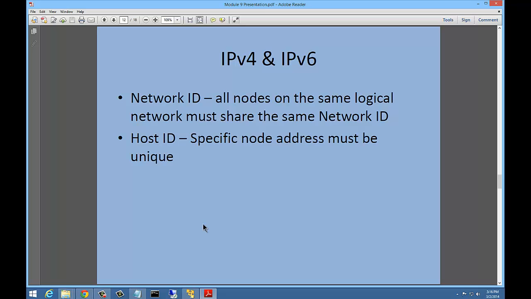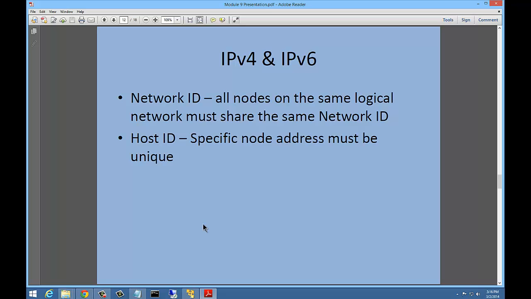The last one has to be different. Sort of like if you are all on Main Street, you can only have house number 1, house number 2, and house number 3. They can't all be house number 1. So the street is like the network ID, where they all have to be on Main Street, and they all have to be 192.168.10. The host is like the house number, house 1, 2, and 3.